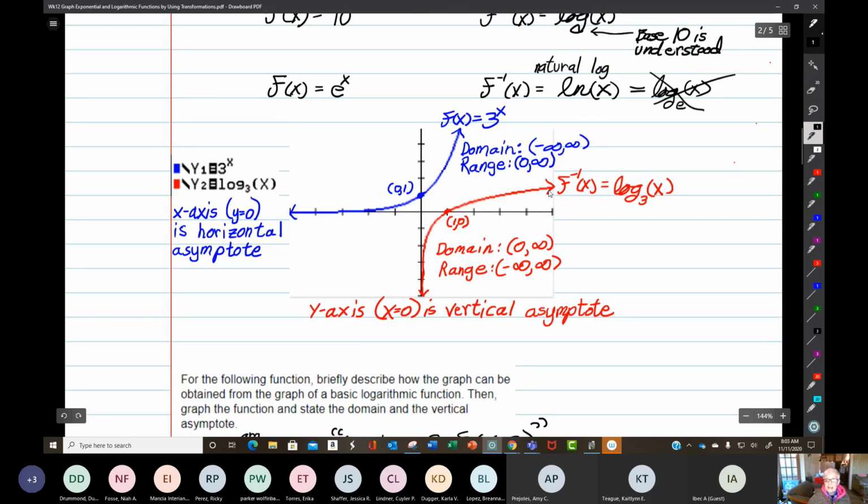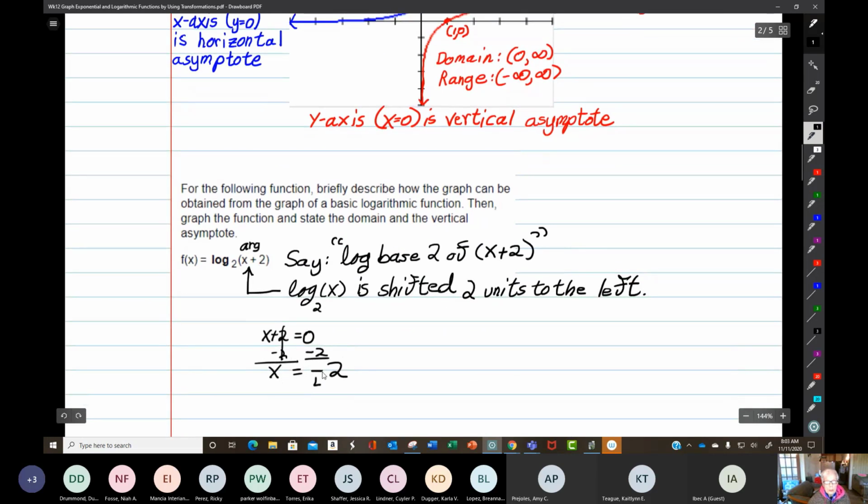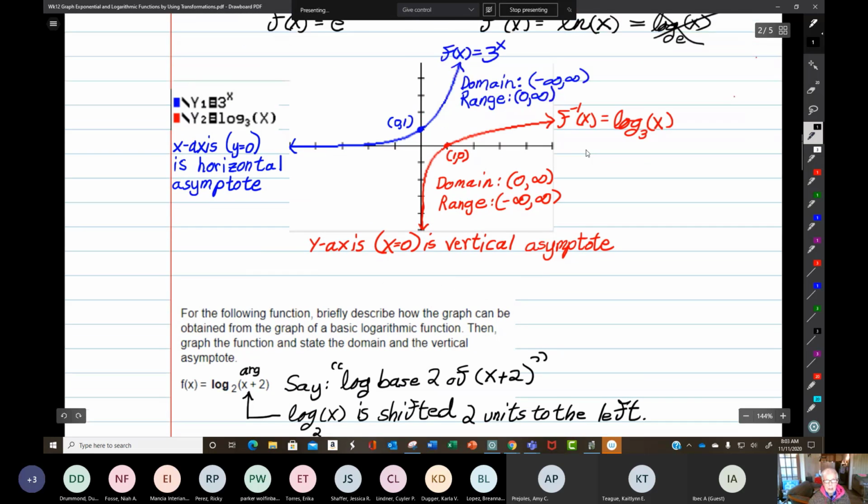Log base 2 of x is going to look basically like log base 3 of x does here. So imagine this being moved to the left 2 units. So it'll go boom, boom. It'll be back here.